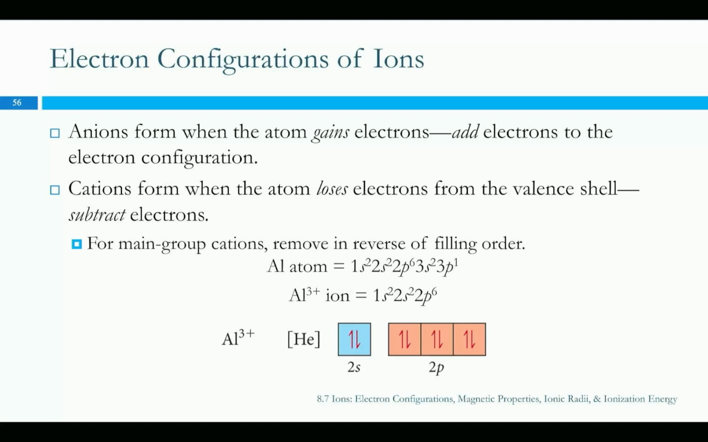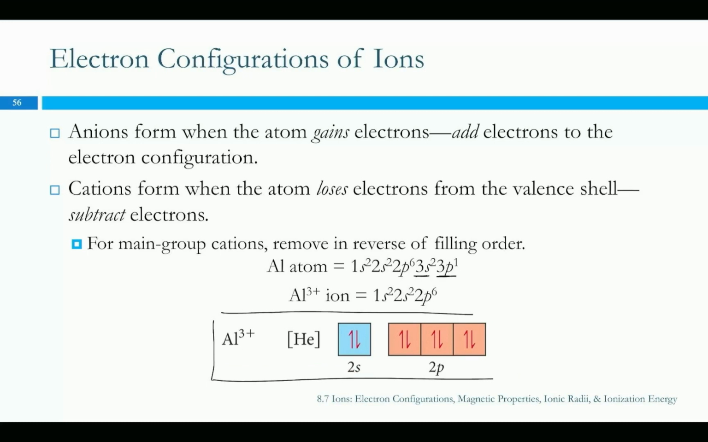All right, so we look at electron configurations of ions. Anions form when we gain electrons, adding electrons, more negative charges. Cations form when we lose electrons from the valence shell to subtract charges or subtract electrons. For example, aluminum. Oh, I see. This is the aluminum Al3+, because I was looking for this.